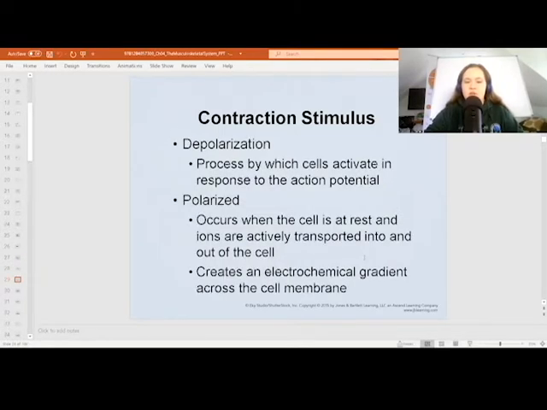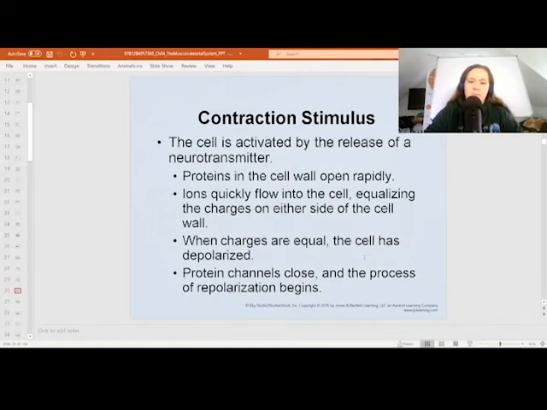Depolarization is the process in which cells activate in response to the action potential. The polarized state occurs when the cell is at rest and ions are actively transported into and out of the cell, and this creates an electrochemical gradient across the cell membrane. The cell is activated by the release of a neurotransmitter. Proteins in the cell wall open rapidly. Ions quickly flow into the cell, equalizing the charges on either side of the cell wall. When charges are equal, the cell has depolarized. Protein channels close and the process of repolarization begins.